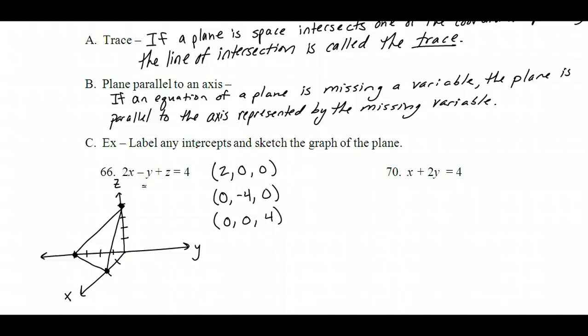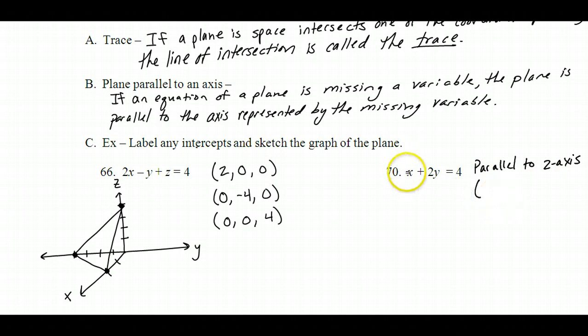Number 70, if, again, we want to look at our intercepts, that helps us. And in this situation, we're missing our z variable. Therefore, if we go back up to B, it tells us that if our equation of our plane is missing the variable, then we know that our plane is going to be parallel to that axis. So if I'm missing z, this has to be parallel to the z-axis. I still want to find my x and y intercepts.